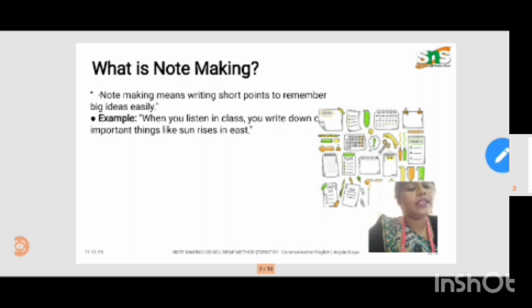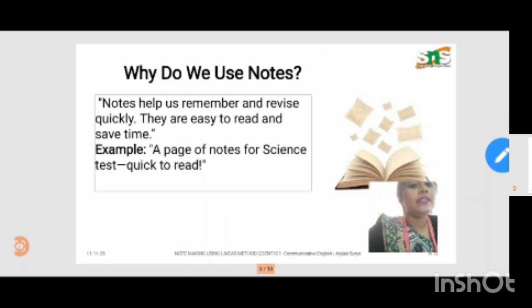And next, the linear method is nothing but writing in points. We all really like taking notes with points, because it is easier. It makes our work very simple, so I can just get into the points whichever I am in need of. So the definition of note making is writing short points that can be remembered easily. And next one is the linear method.